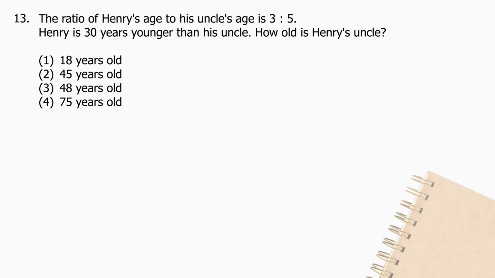Question 13. The ratio of Henry's age to his uncle's age is 3:5. Henry is 30 years younger than his uncle. How old is Henry's uncle?